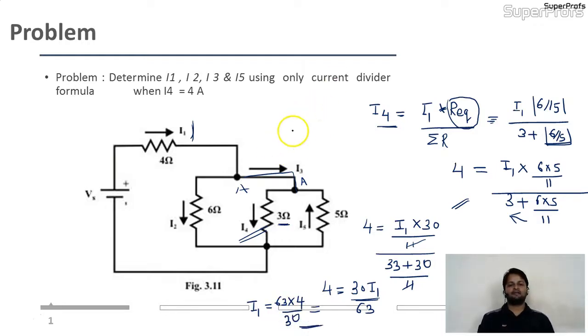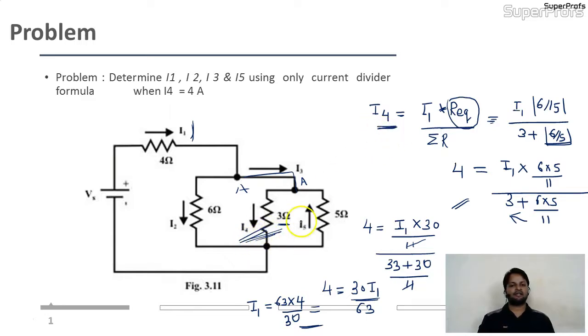See, we have seen the formula for two parallel connected elements, but here we are having three elements. So suppose we are considering this branch, I am going to apply the current division formula for this branch.